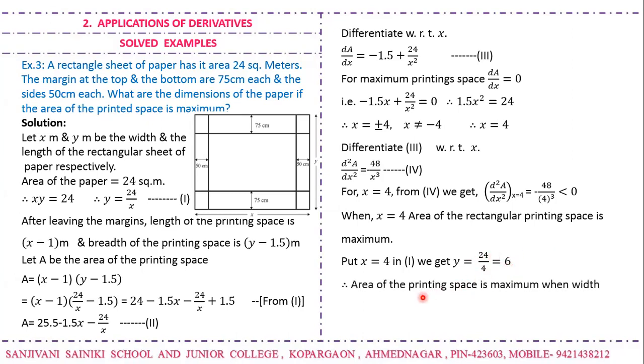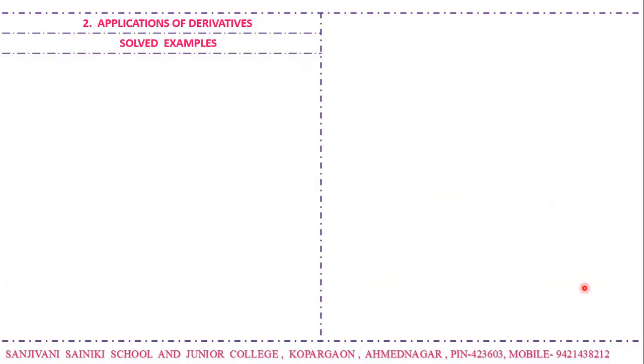So the area of the printing space is maximum when the width is 4 meters and the length is 6 meters. Okay, so this is the solution of this problem.